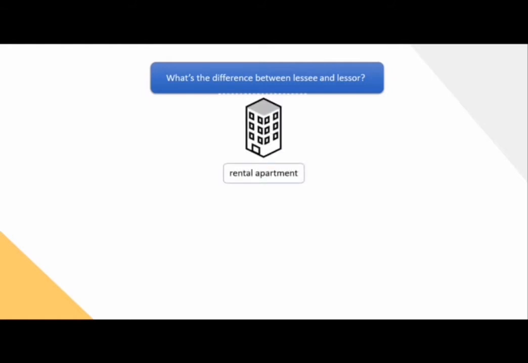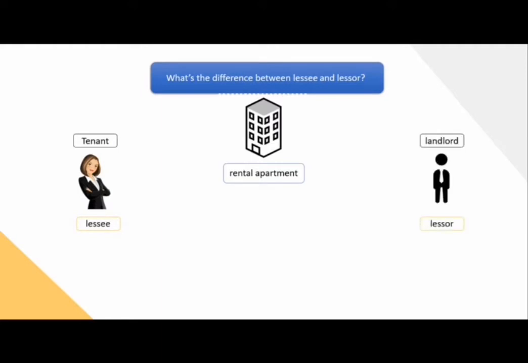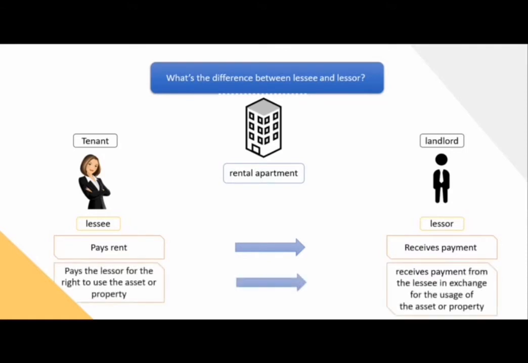So, what is the difference between lessee and lessor? For example, consider a rented apartment. The tenant is the lessee and the landlord is the lessor. The lessee pays rent to the landlord and the lessor receives payment from the tenant. Second, the lessee pays the lessor for the right to use the asset or property, and the lessor receives payment from the lessee in exchange for the usage of the asset or property.